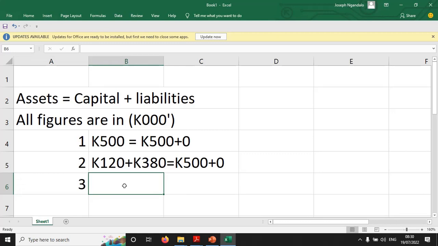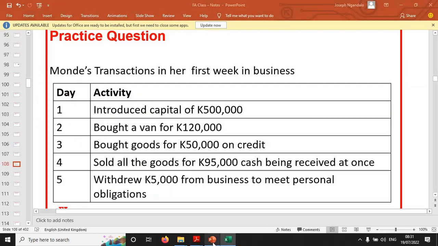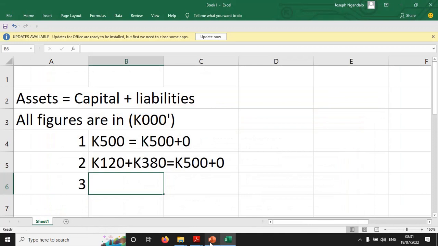What else is there? Bought goods for how much? 50,000. On what? On credit. What does that mean? He's got a liability, right? But he's also got inventory worth how much? 50,000. So inventory comes in. You understand?